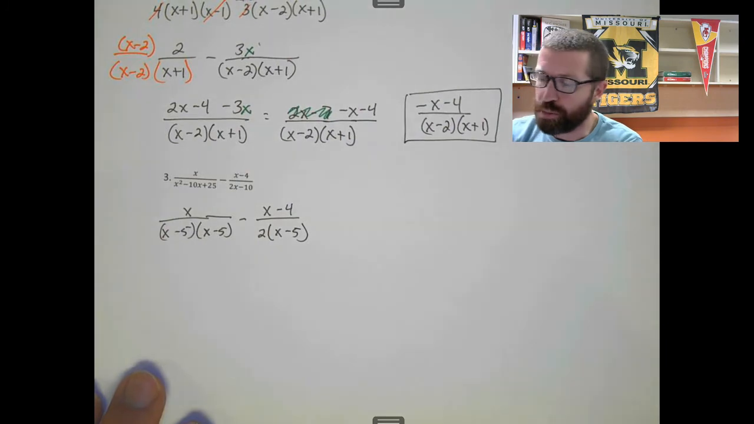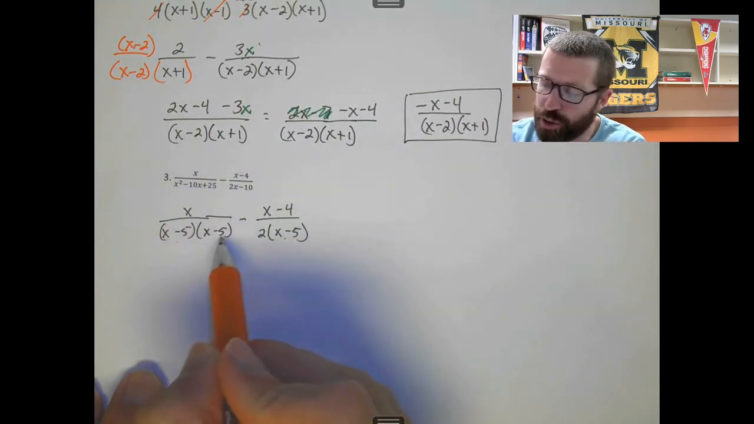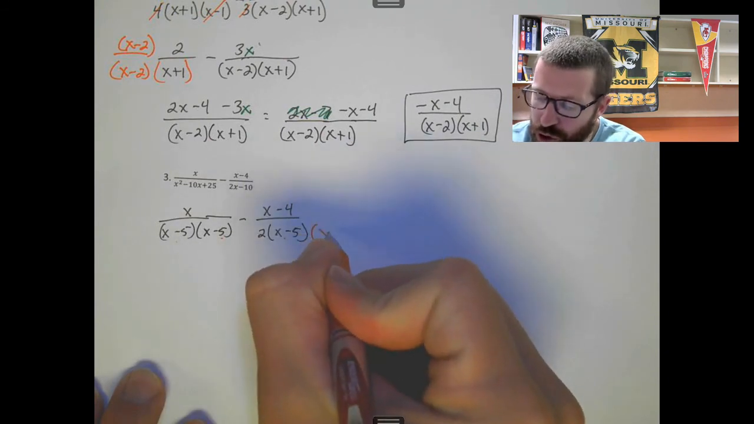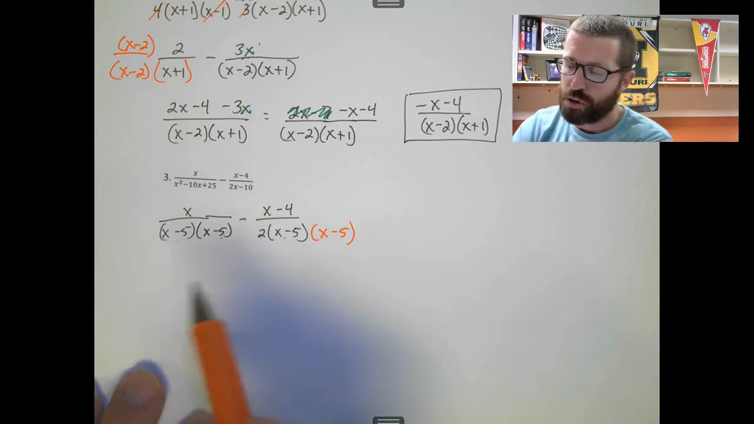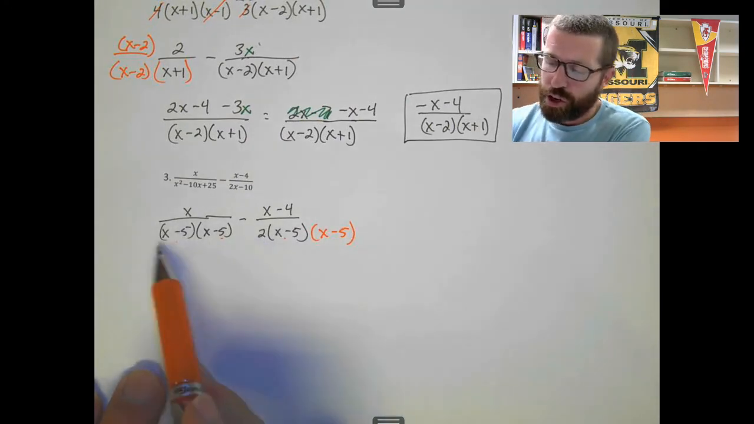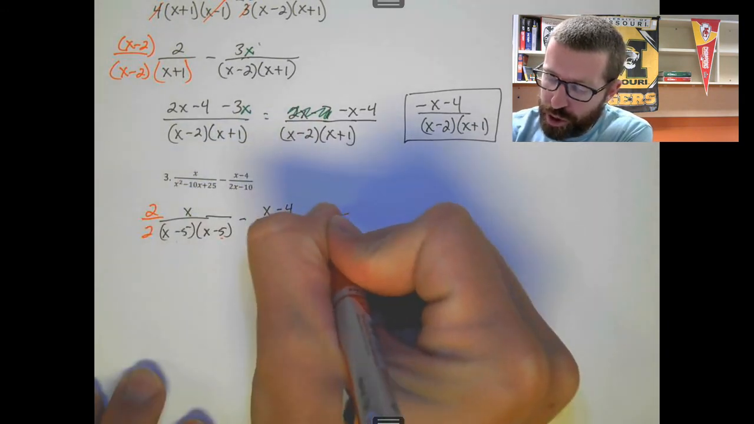And so let's look at what's missing. I have an x minus 5 here, and I have an x minus 5. I have an x minus 5, but you don't have another one. So even though it's the same, you have to have the same number of terms. And then I have a 2 here, and I'm missing a 2 here. And make sure you put it on top and bottom.